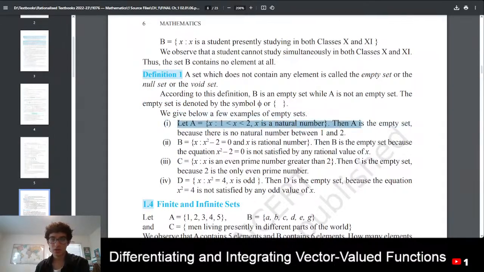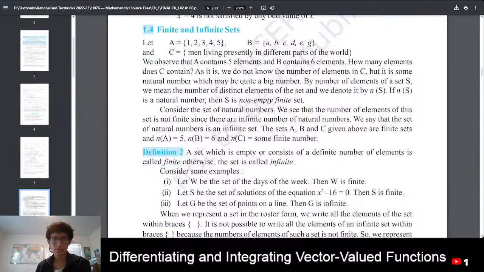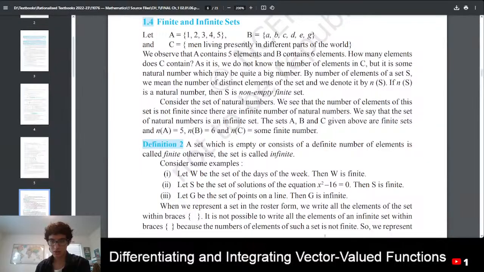Okay, look at this one. There's no natural number between 1 and 2, so that set is going to be empty. There's no rational number that satisfies x squared minus 2 equals 0, so that's empty. There's no even prime number greater than 2, so this is also going to be empty. And if x squared equals 4, x is equal to negative or positive 2, neither of which is odd, and so D is also the empty set. So that's a pretty quick section.